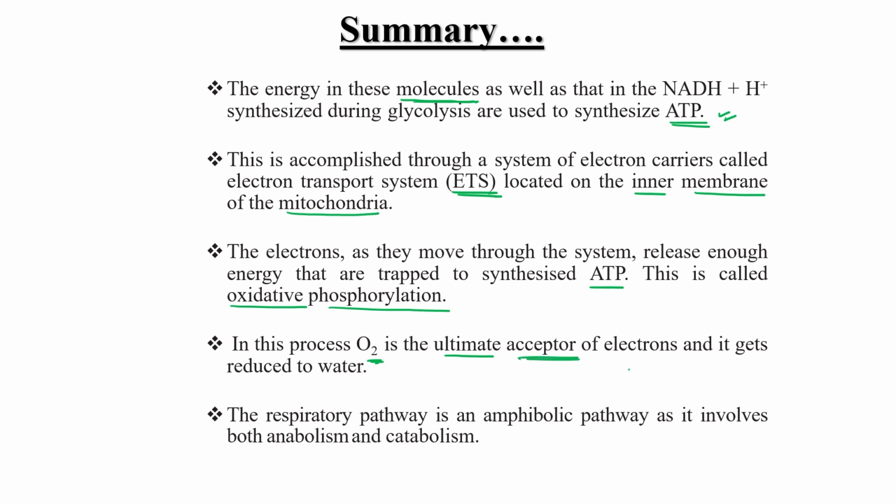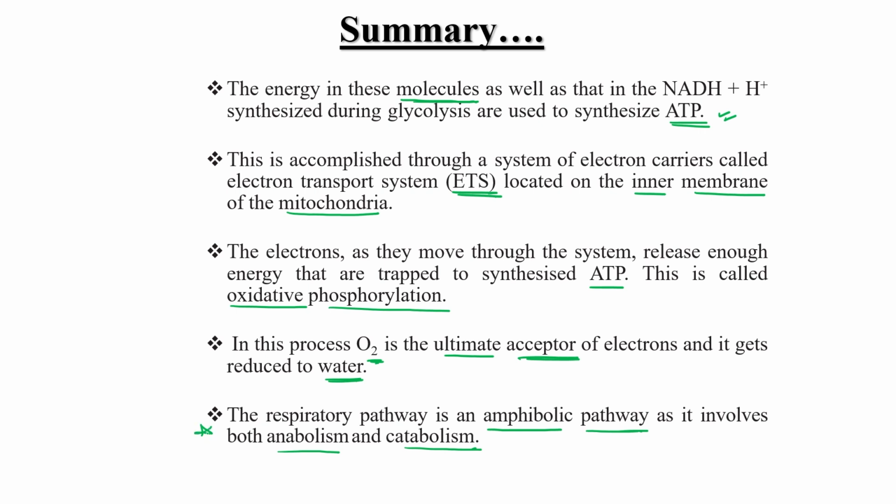During this process, oxygen is the ultimate acceptor. Oxygen is the ultimate acceptor of electrons. Clear? And it gets reduced to water. After accepting electrons, this oxygen gets reduced to water, or we can use the term metabolic water for the same. Okay, the respiratory pathway, this whole pathway, is an amphibolic pathway, as it involves both anabolism and catabolism.